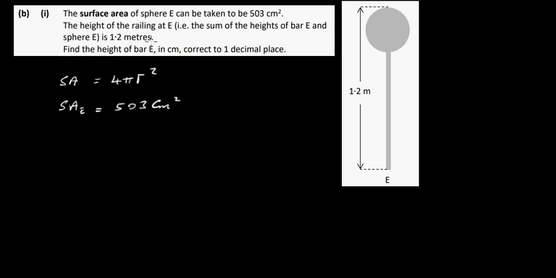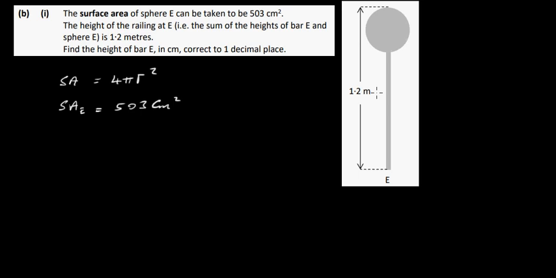Okay, the height of the railing at E, the sum of the heights of bar E and sphere E, is 1.2 meters. So they give us a diagram here. So the bar here plus the sphere is 1.2 meters. Find the height of the bar E in centimeters, correct to one decimal place. So we've got to find this height here.